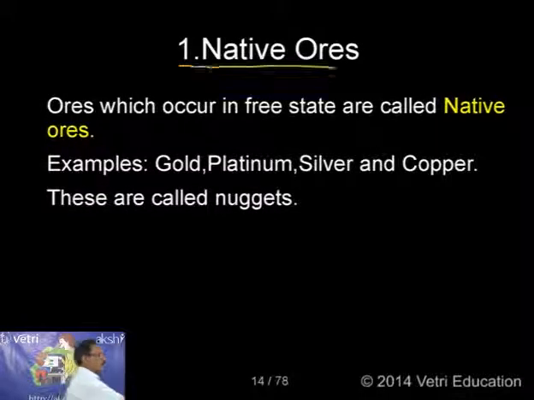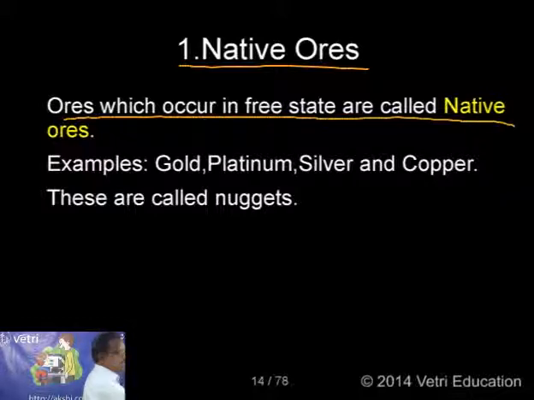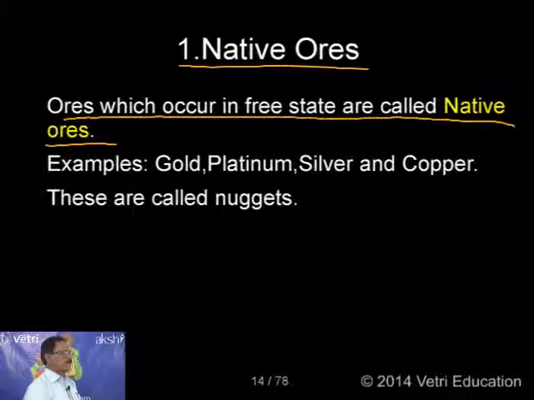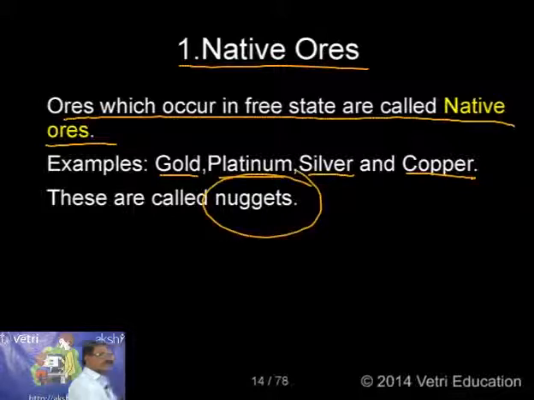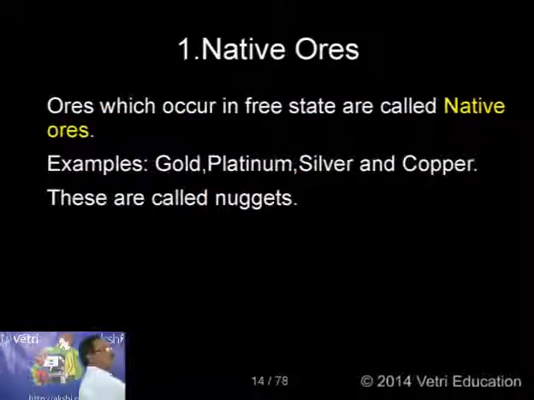What are native ores? Very simple. Ores which occur in free state are called native ores. Free state, without combination of other elements. Specific examples: gold, platinum, silver, copper. These are chemically inert metals, so these metals occur in free state. So normally these ores are called native ores. This is the most important information regarding the native ores.